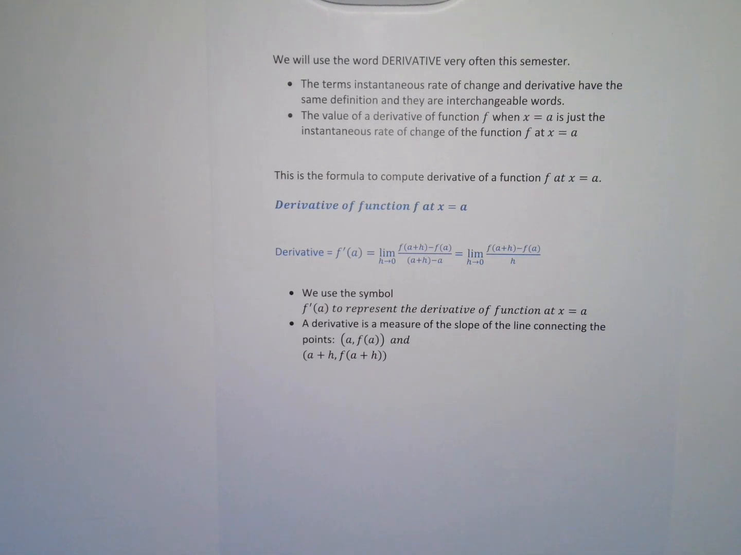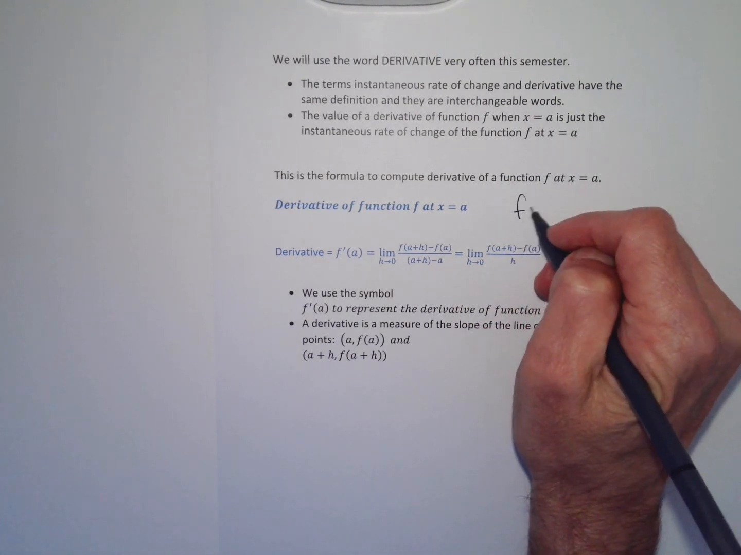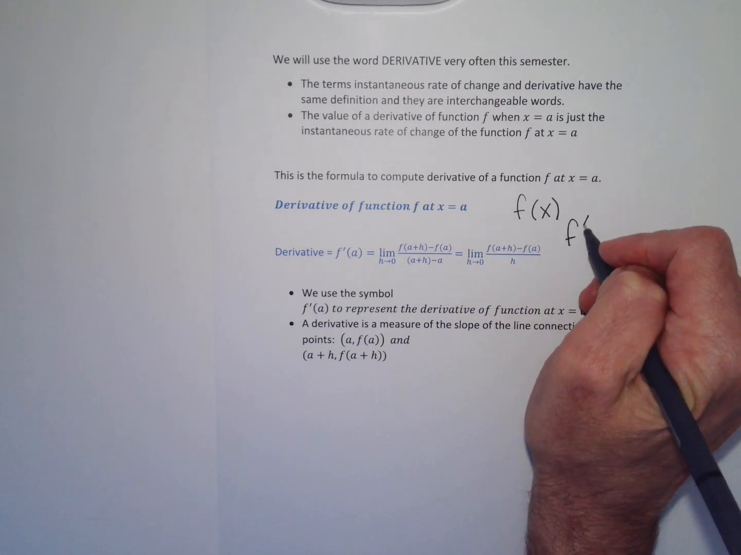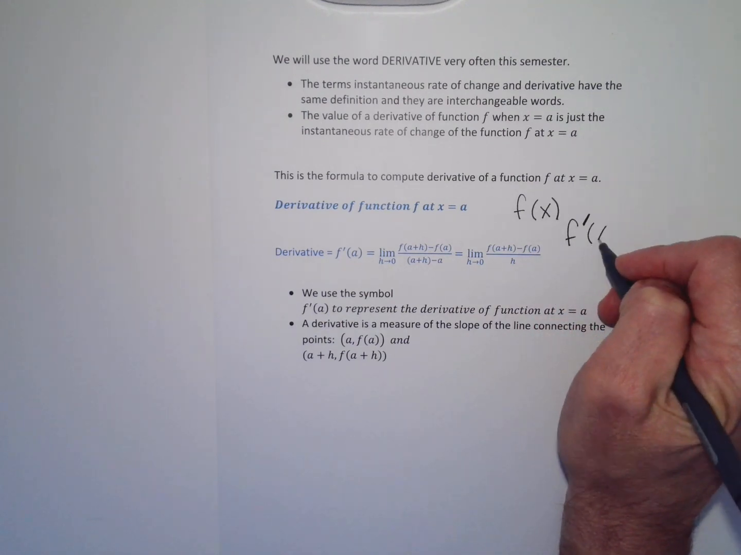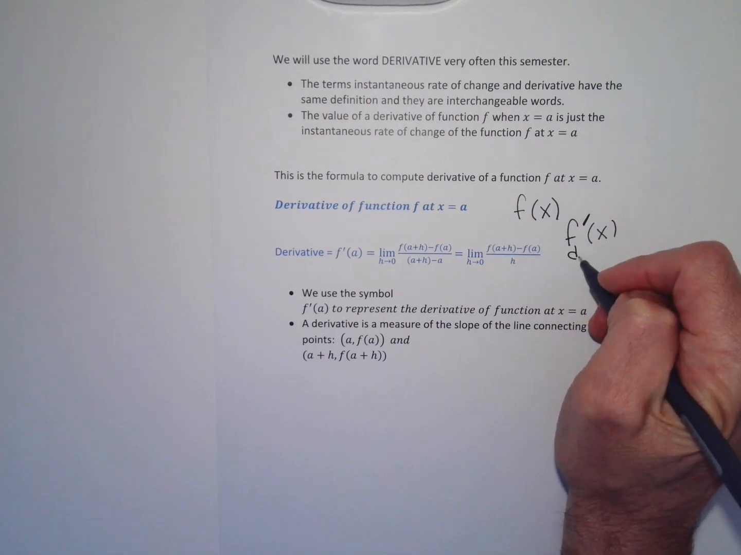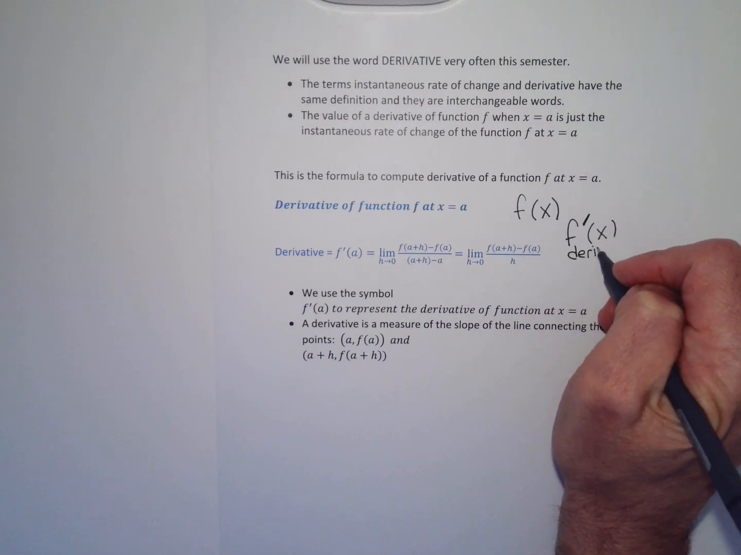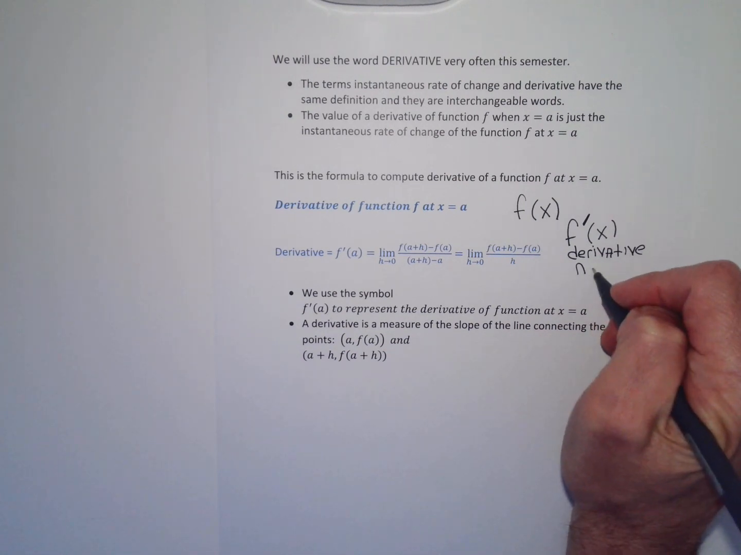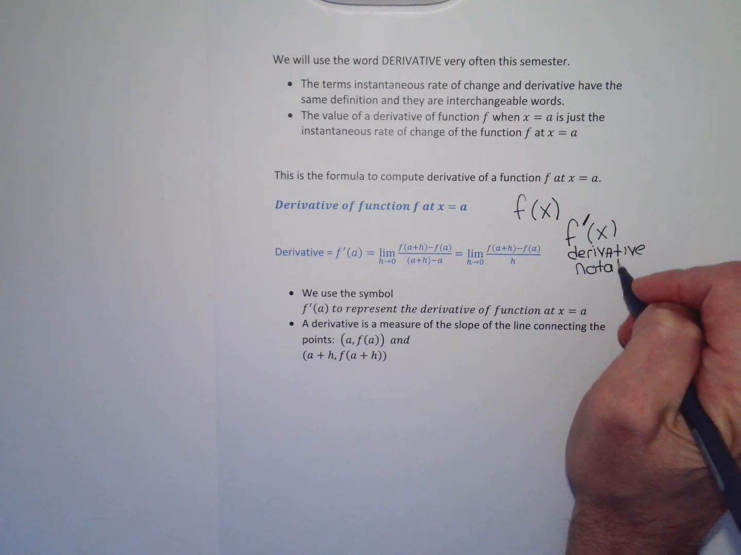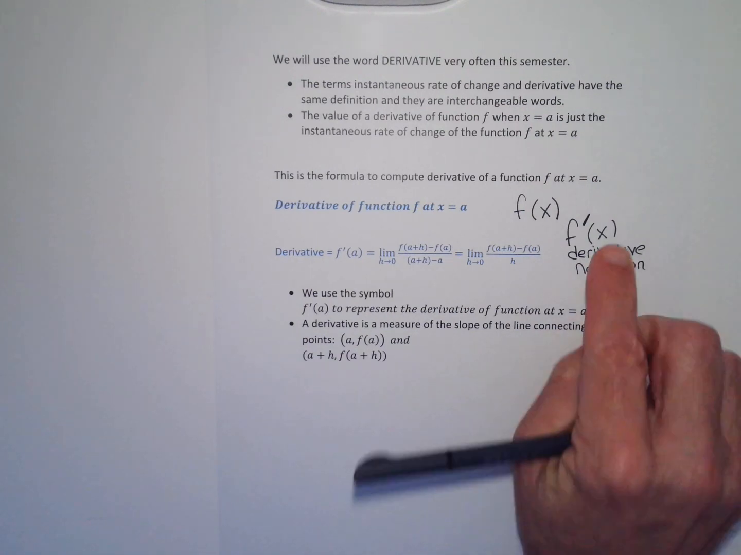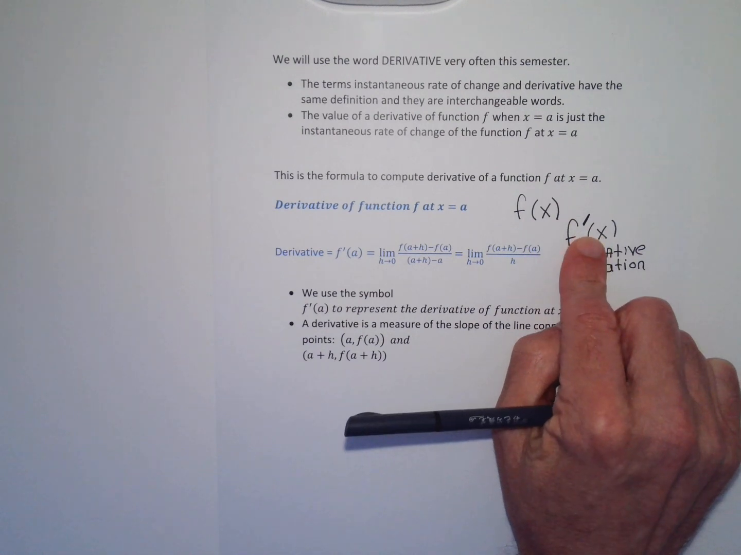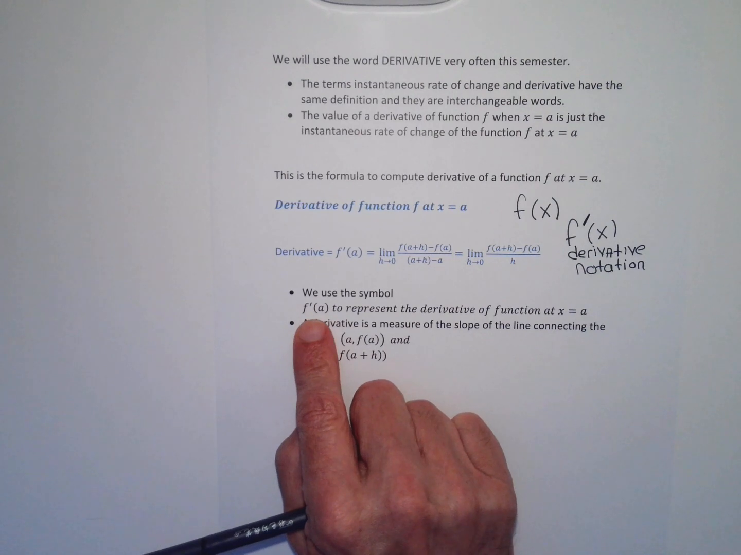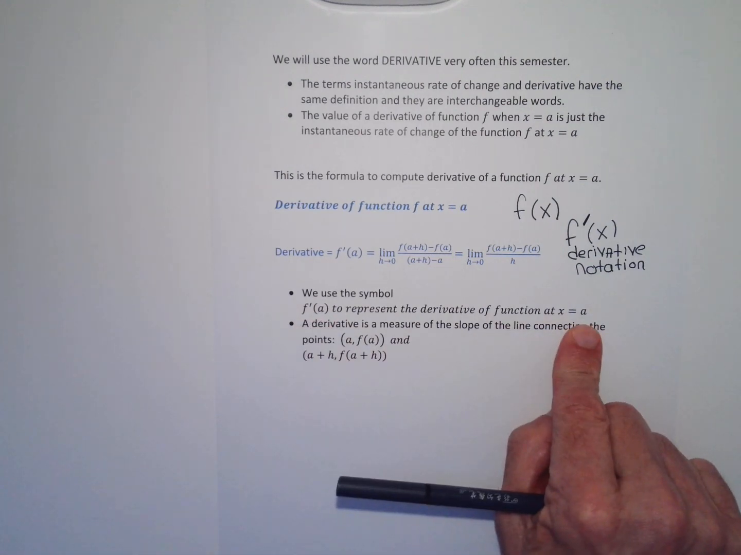If I'm given a function that's called f of x, this notation, when I put a little symbol like that, I guess I call it a prime symbol. This is called the derivative symbol, which is a symbol for the instantaneous rate of change, or the average rate of change at a point. So that little prime, we call that derivative notation. And if I see this, I will know that this is the instantaneous rate of change at a point. So we're going to use the symbol f prime of a to represent the derivative at a value.